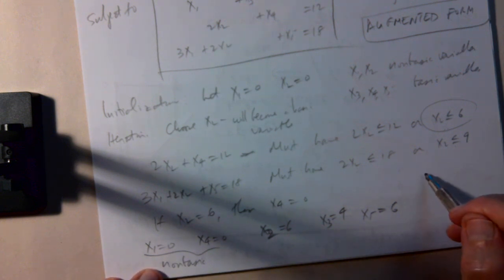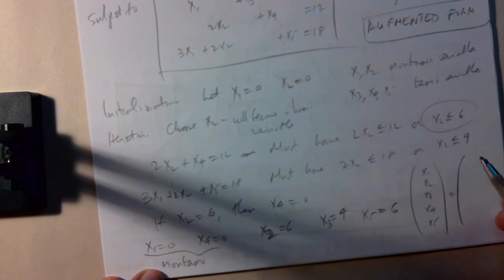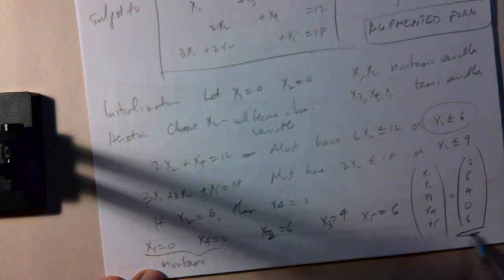So at this first iteration, we have another solution to the set of equations. Let me just write this as a vector: x1, x2, x3, x4, x5 is 0, 6, 4, 0, 6. So we have this solution to our system of equations.